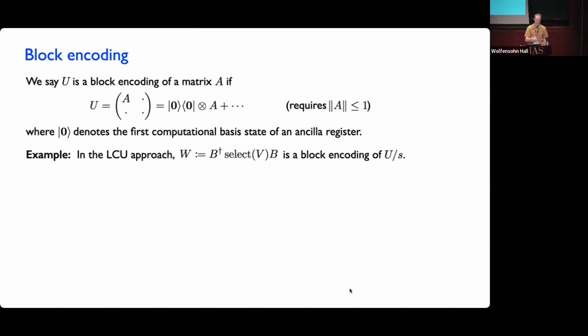You can take these block encodings and find a block encoding of the Hamiltonian that you would like to implement, and then you can basically manipulate that block into e to the minus iHt to implement the Hamiltonian simulation.